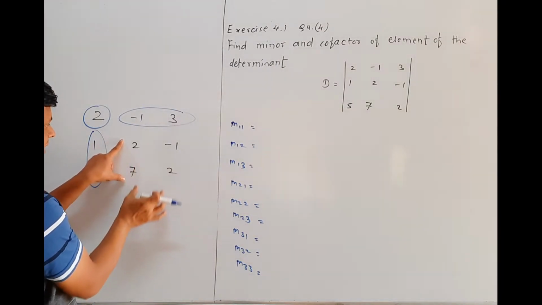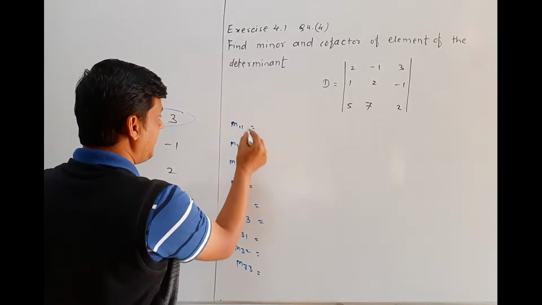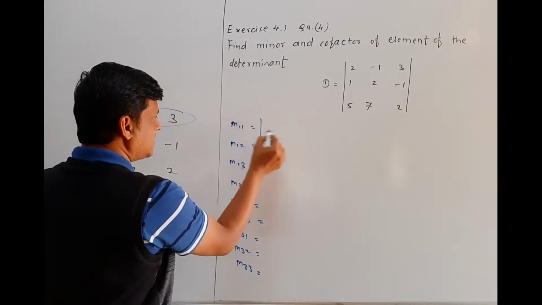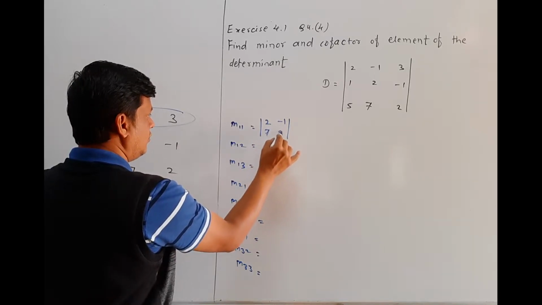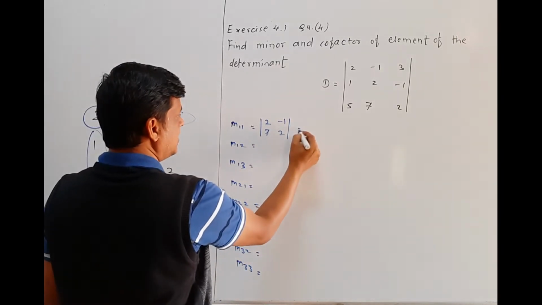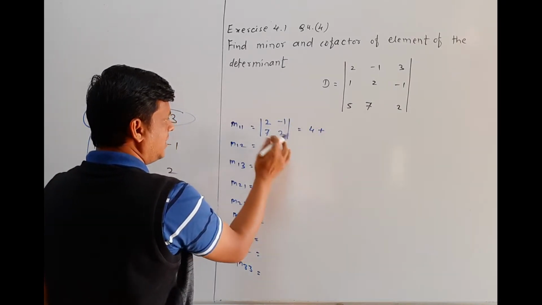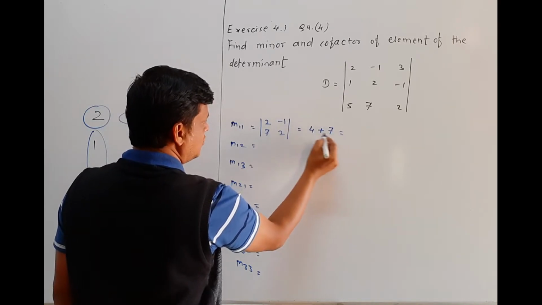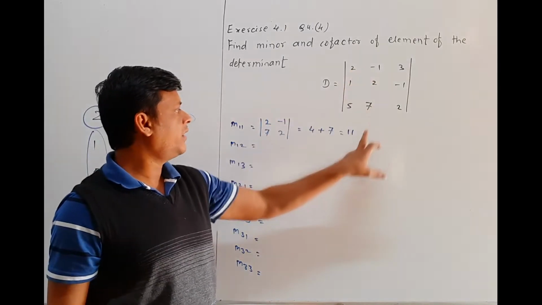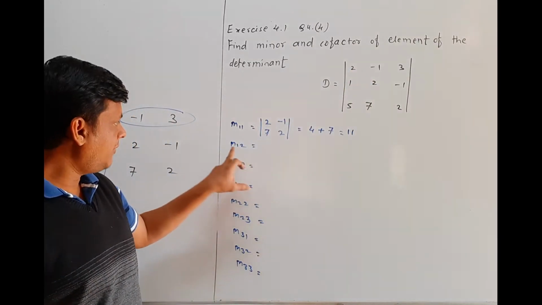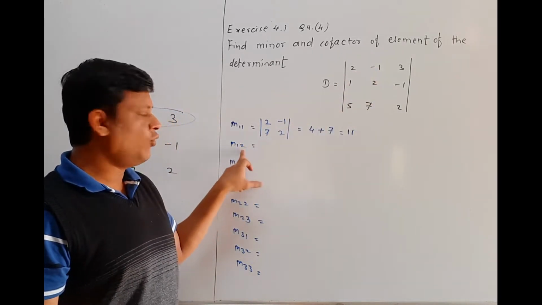That means we have to find the determinant of this 2, 7, minus 1, 2. So we write here minor of M11 as 2, minus 1, 7, 2. So calculate this. 2 into 2 we get 4, minus this minus sign, so minus minus gets plus, 7 into 1 we get 7, so 7 plus 4 we get 11. So minor of these 2 we get 11. Similarly, we find minor of this minus 1, that is M12.